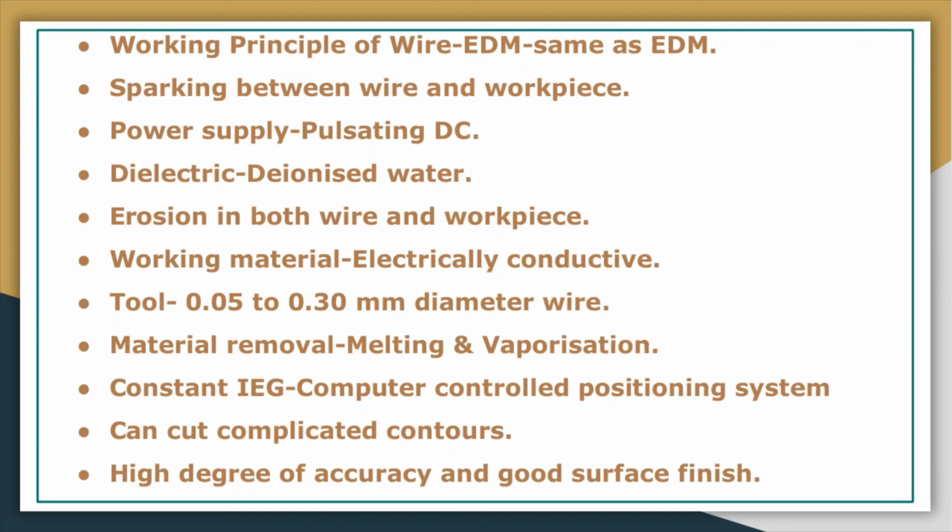So for the workpiece material, as in the EDM process, here also you have to take an electroconductive workpiece material. Now the tool or the electrode: the tool diameter you have to take is 0.05 millimeter to 0.3 millimeter, which is a very small diameter, based on your application. If very fragile, thin or accurate machining is required, in that case you will reduce the diameter of this wire.